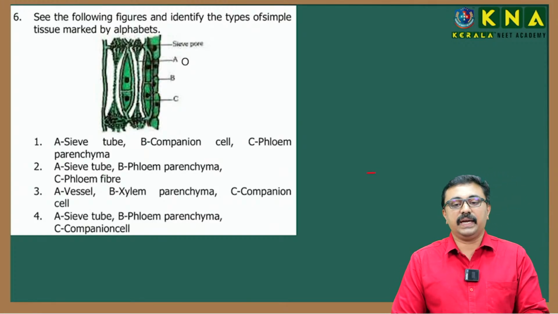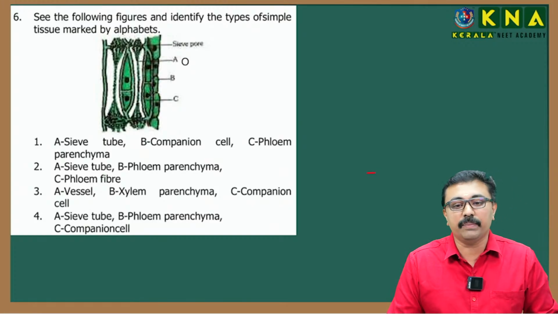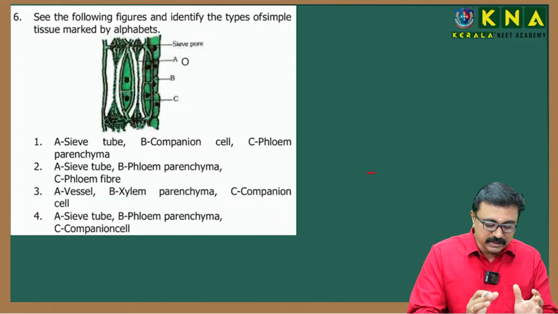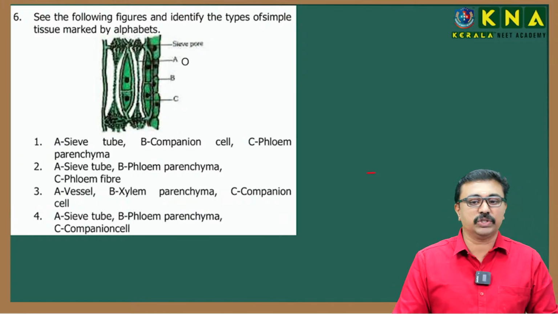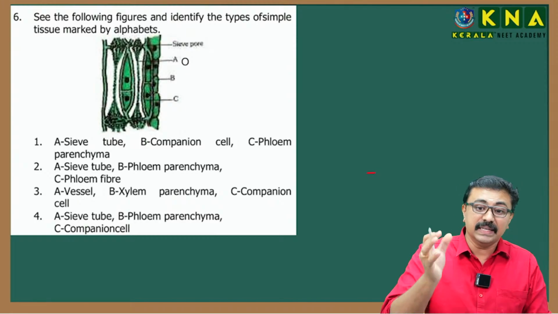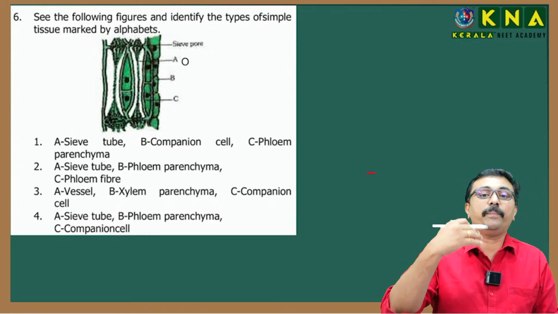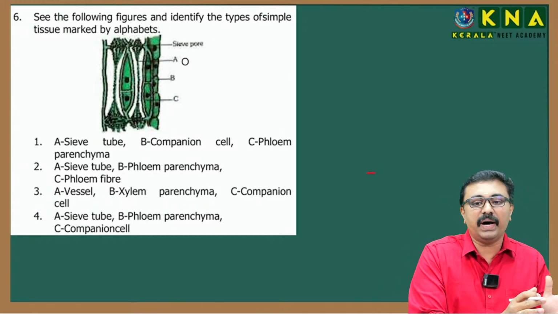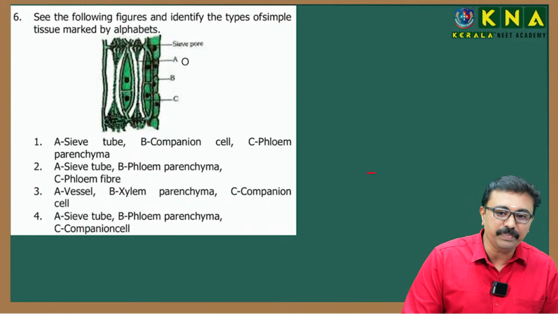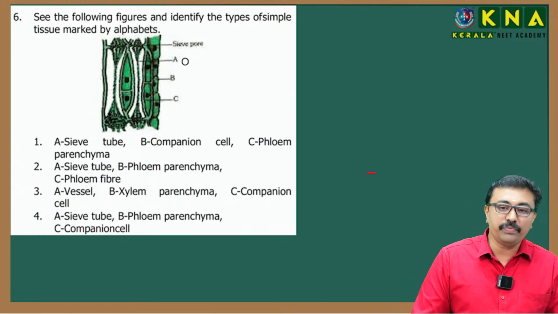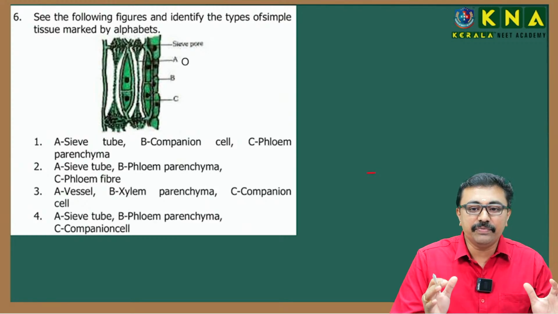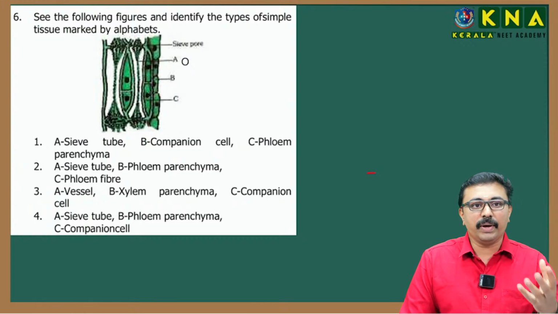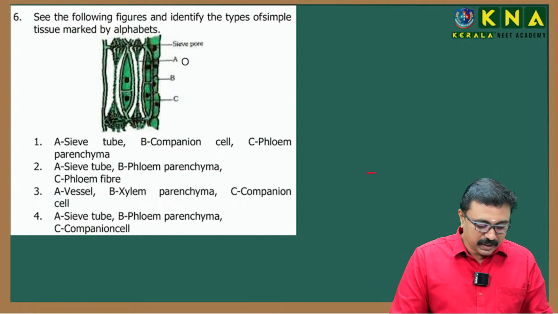So we all know that in the case of plants there are two types of tissues. They are simple tissue and permanent tissue, and this question comes from the permanent tissue. Permanent tissue has two types, simple permanent tissue and complex permanent tissue. In complex permanent tissue, there are xylem and phloem. So this is coming from phloem. As we know, phloem is composed of 4 different types of cells. They are sieve tube, companion cells, phloem parenchyma, like that.